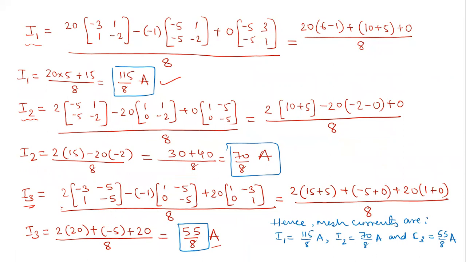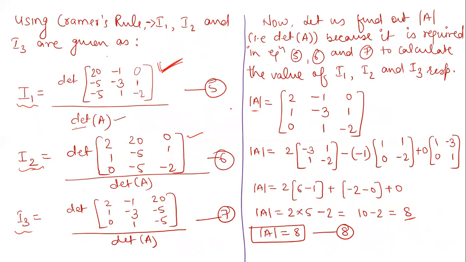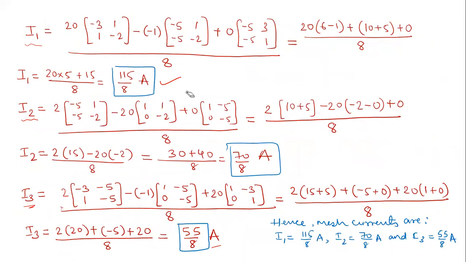Because the number of meshes was 3, we have got three algebraic equations. As the number of meshes increases, the number of equations also increases. Solving such algebraic equations using the conventional technique of algebra is quite difficult. So for convenience, we have Cramer's rule, which can be used to solve these electric circuit equations also. So this was about this particular numerical.